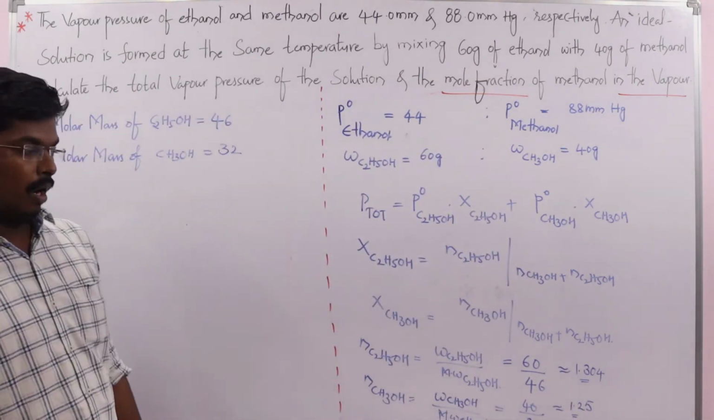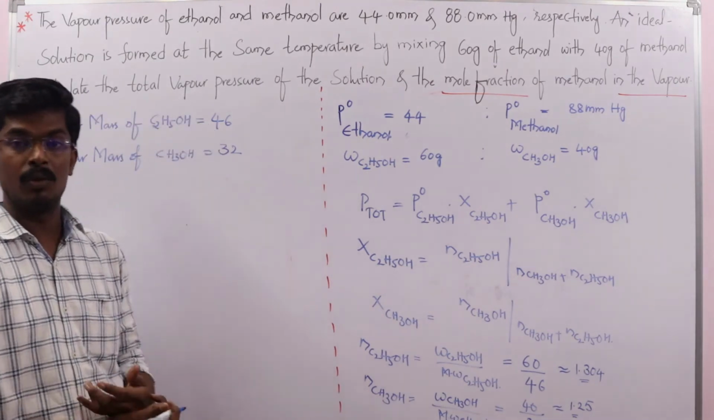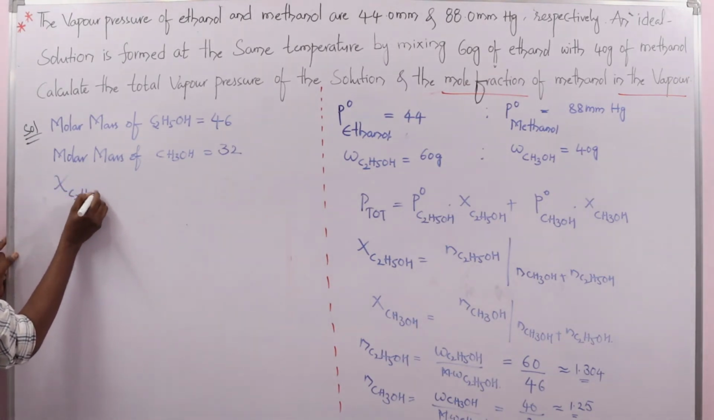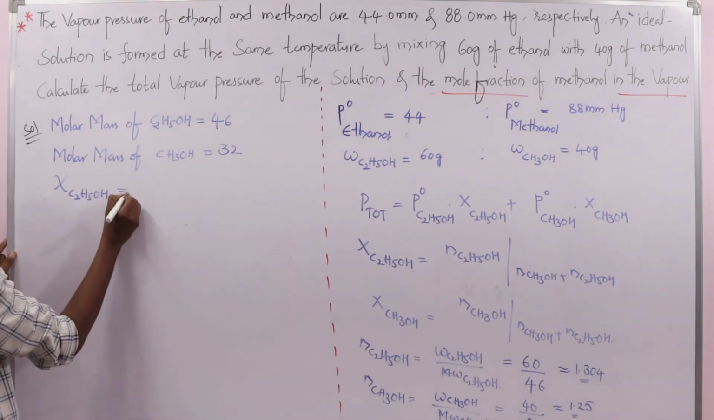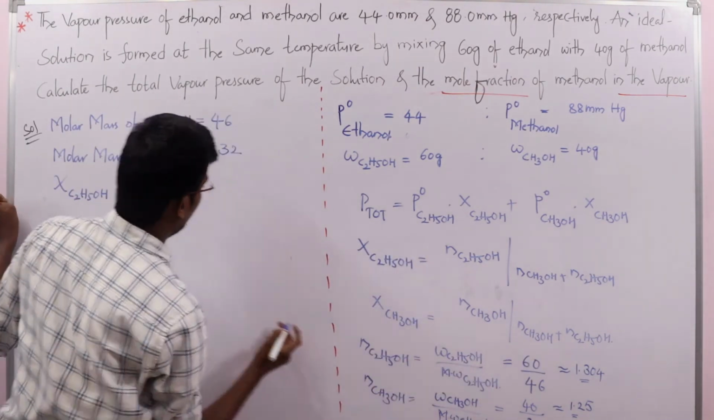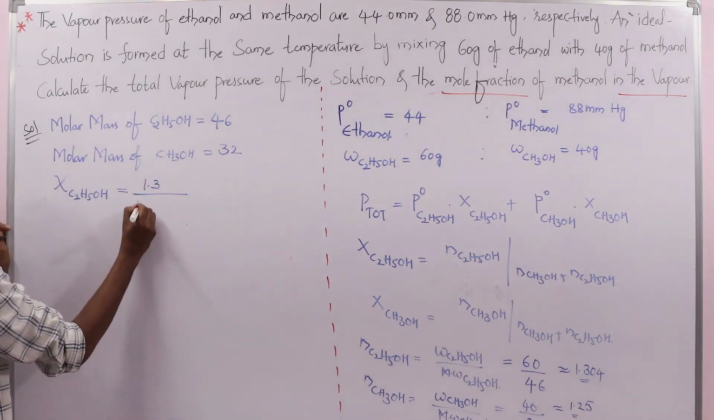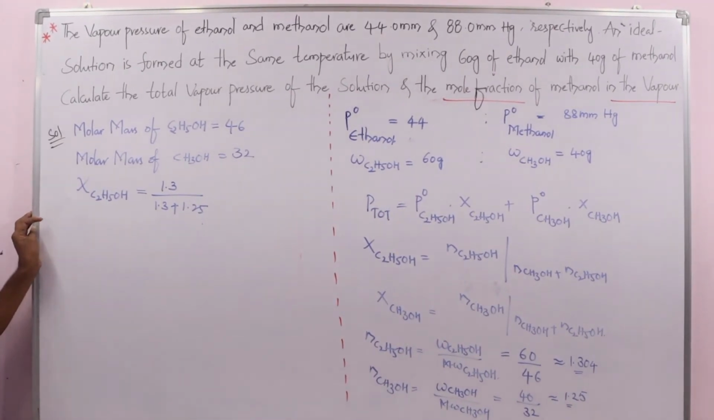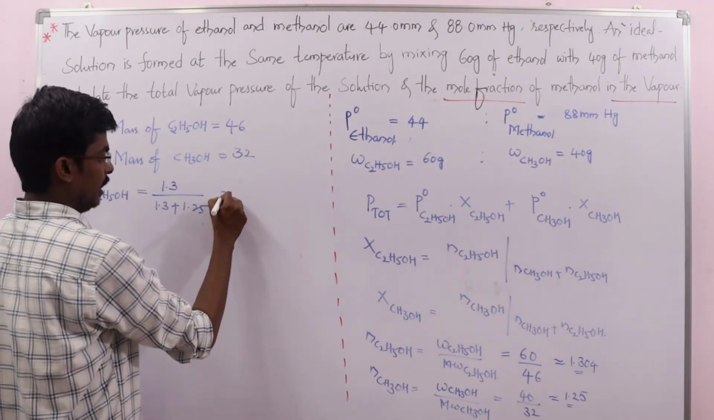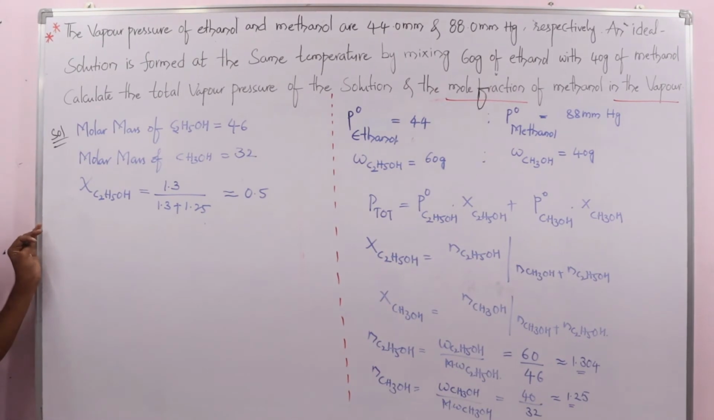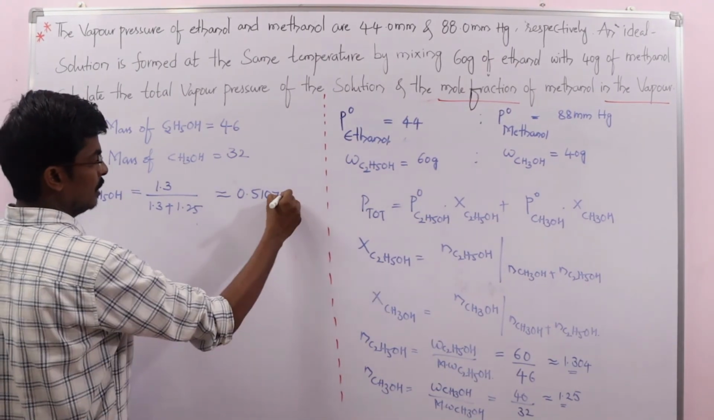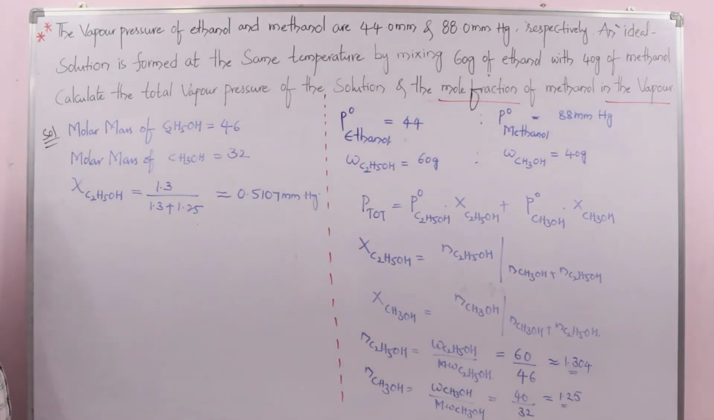Okay, so now we have the number of moles of ethyl alcohol and of methyl alcohol. Now I am calculating XC2H5OH. First I am doing XC2H5OH: number of moles of ethyl alcohol, 1.3, by 1.3 plus 1.25. Okay, 1.3 by 1.3 plus 1.25. Approximately you will get 0.5. Here I am giving it directly, so you can write 0.5. Okay, if you need exact, it is 0.510.